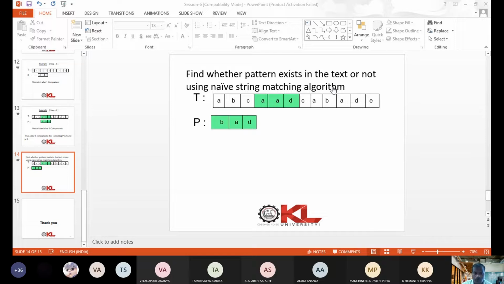So just remember the principle of the naive string matching algorithm. In the naive string matching algorithm, the algorithm slides the pattern one by one. After each slide, it checks characters one by one at the current shift, and if all characters match, then it will print the match. Okay.